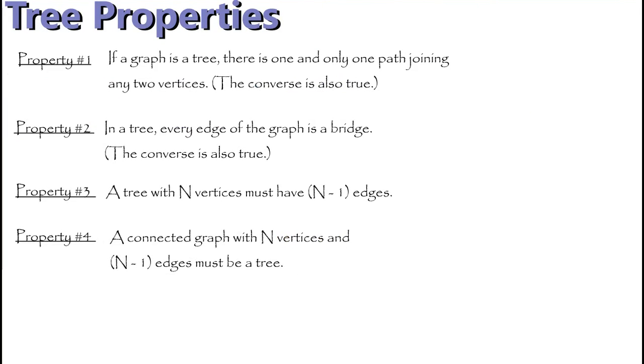The properties of a tree that the textbook outlines. If a graph is a tree, there is one and only one path joining any 2 vertices. And then we have this extra comment that the converse is also true. So if we recall from our geometry class, after the if is the hypothesis, and then the conclusion follows.